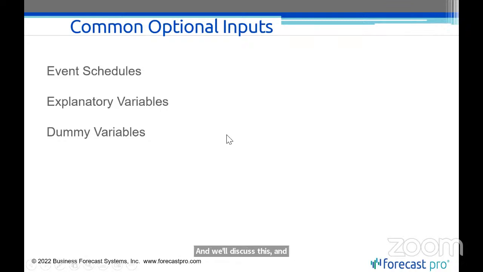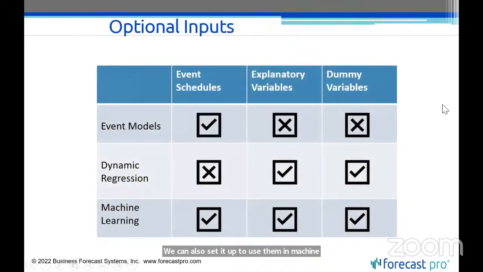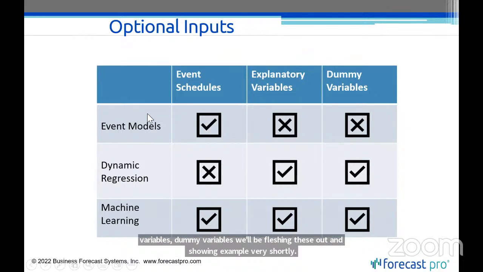We can use dummy variables in regression. We can also set it up to use them in machine learning. So again, we have what you can think of as three different types of common inputs into multiple input models: event schedules, explanatory variables, dummy variables. We'll be fleshing these out and showing an example very shortly. But before we do, let's consider where we can use them.